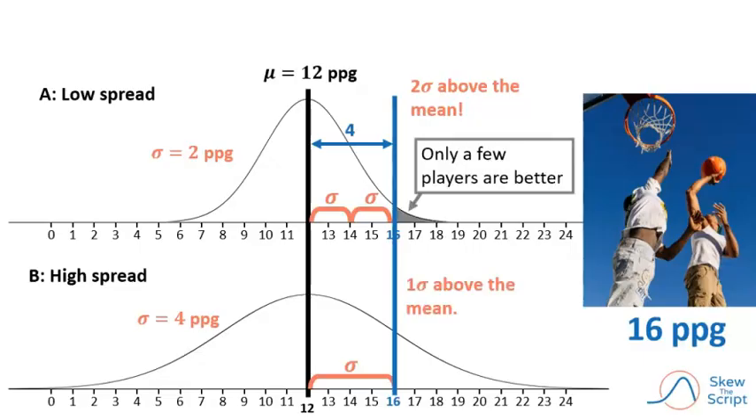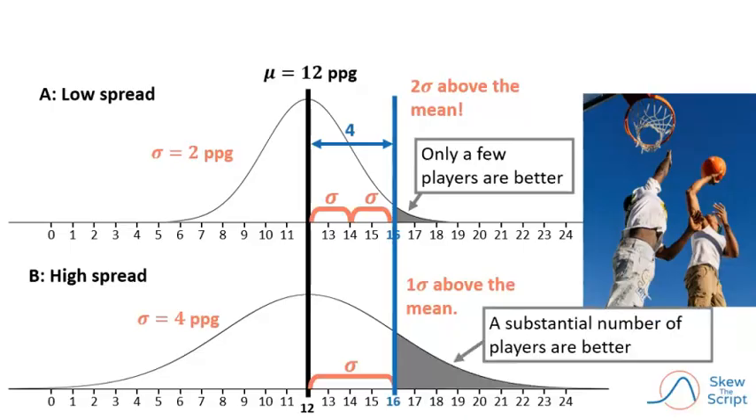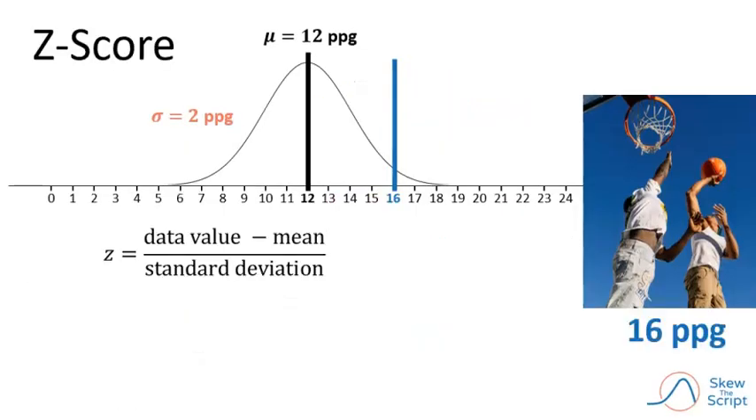That means that in the first league, there's not very many players represented by this shaded area that are better than him in League A. But in League B, the shaded area is much greater. There's more players in League B that are better than this particular player. Because of that higher variability, there's more players who are scoring more points per game than he is. So that's where z-scores come in.